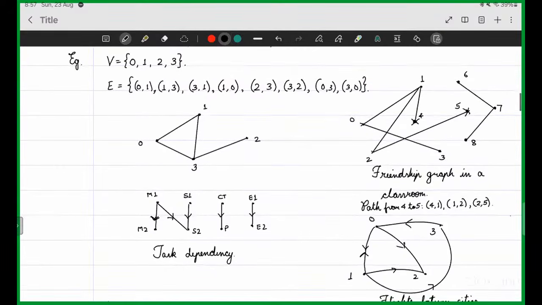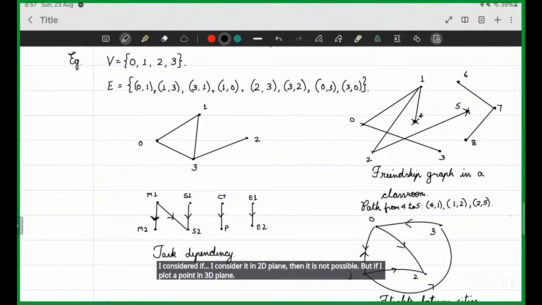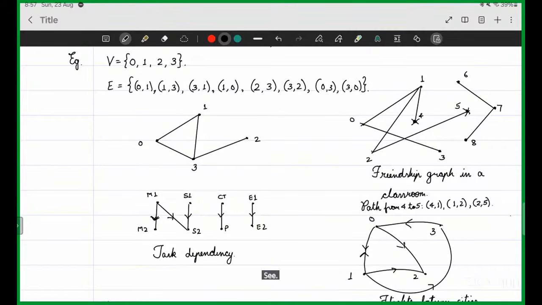Possible. What is possible? No. If I consider it in a 2D plane, then it is not possible. But if we plot a point in 3D, then I might get... We are not talking about 2D or 3D.